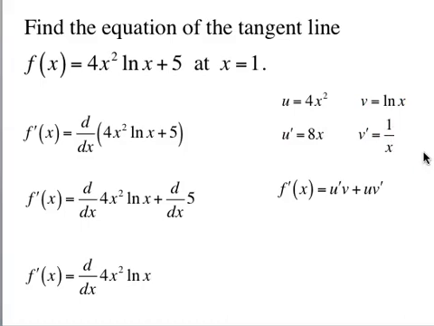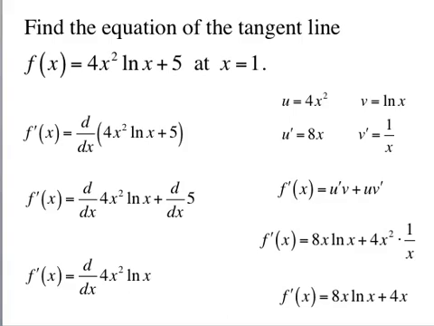And again, our product rule, u'v + uv': u'v is 8x times the natural log of x, plus uv', which is 4x² times 1/x. But 4x² times 1/x is just 4x, so I get my derivative function. f'(x) is 8x ln x + 4x. But I want to get the equation of the tangent line, so we're going to plug 1 in for x to find that slope. There will be 8 times 1 times the natural log of 1 plus 4 times 1 as the slope of our tangent line.